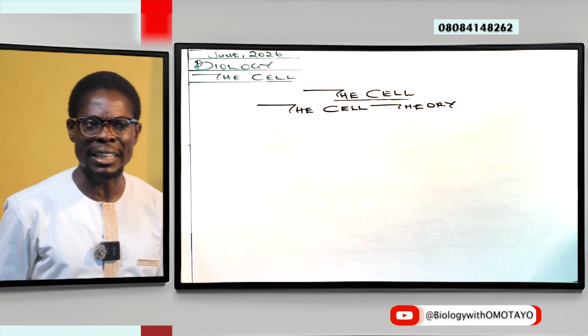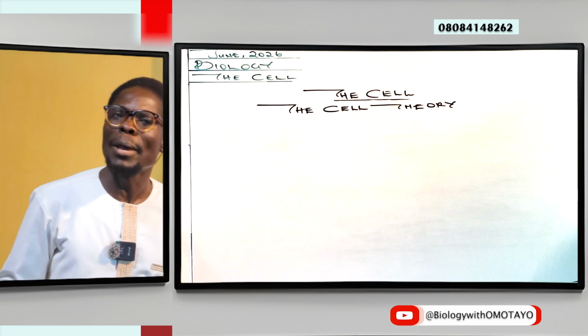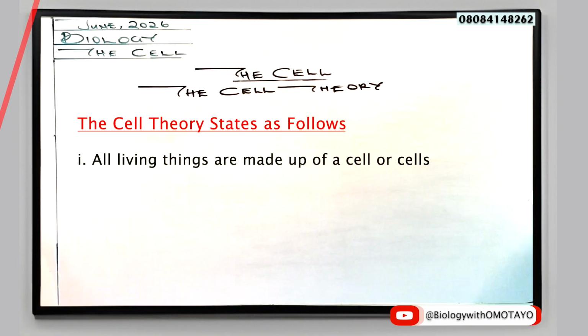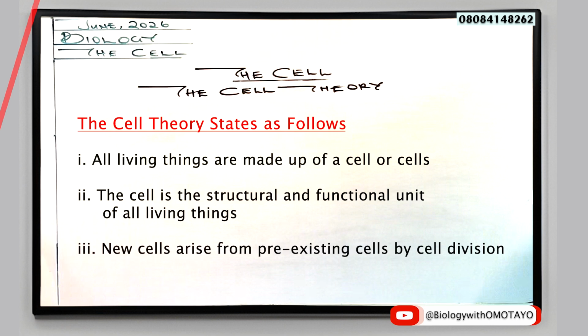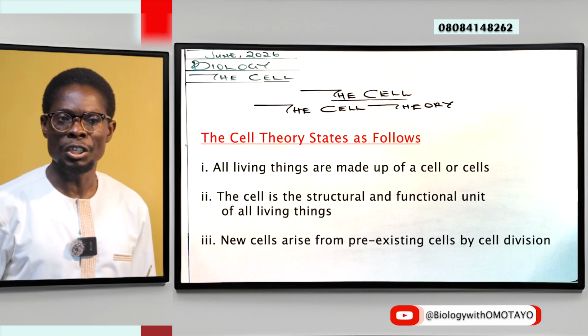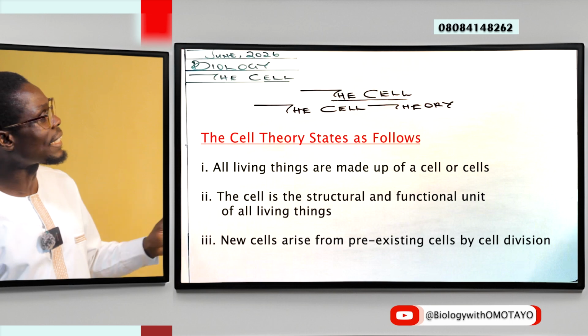Number one, it is said that all living things are made up of cells. That is the first. Secondly, the cell is said to be the basic structural and functional unit of all living things. And then thirdly, it is also said that new cells arise from pre-existing cells. I repeat, new cells arise from pre-existing cells. These three make up what we call the cell theory.